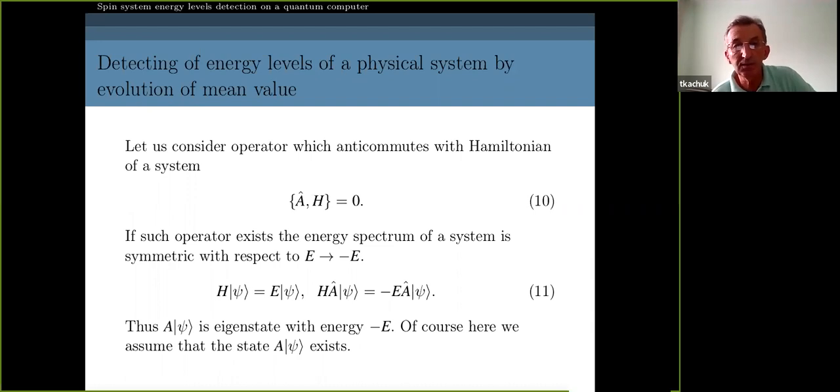So we want to find exactly the energy levels of a quantum system. Suppose that we find some operator A, which anti-commutes with the Hamiltonian. It's written here, this is the anti-commutator. So A and H anti-commute. Then you can find that the energy spectrum possesses very simple properties, namely that the energy spectrum of such a system is symmetric with respect to inversion of energy. It is an important property of the energy levels of such a Hamiltonian, for which there exists an operator which anti-commutes with this Hamiltonian.